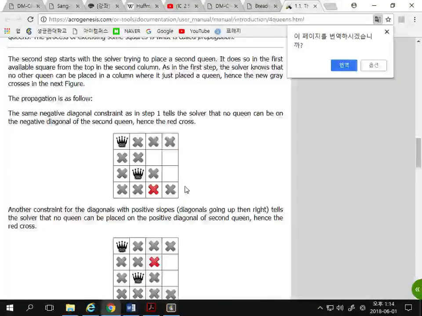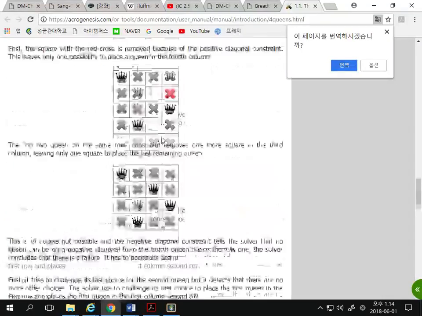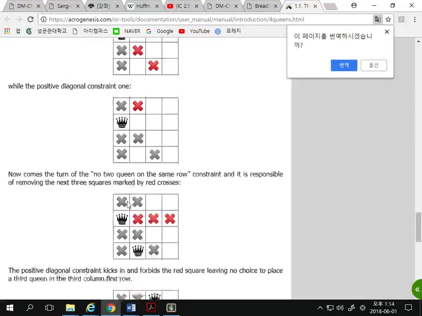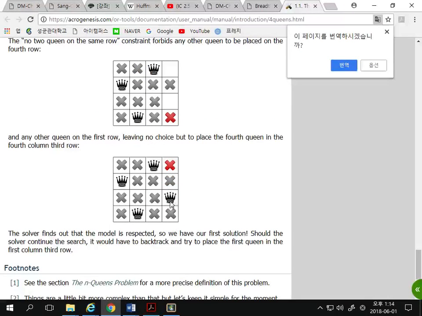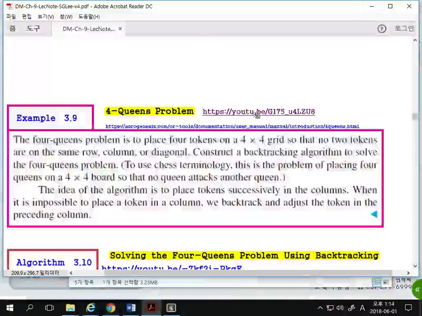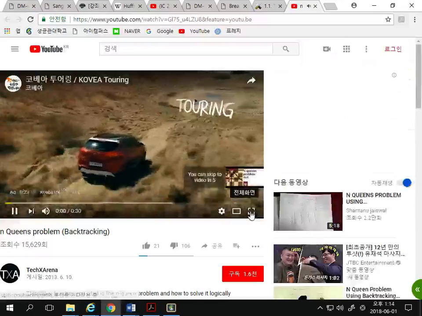This idea can be expanded. So we need an algorithm to locate the first queen and the second queen and third queen and then the fourth queen like this. This algorithm can be expanded for an n by n chessboard. Okay. This explanation can be found in many places.